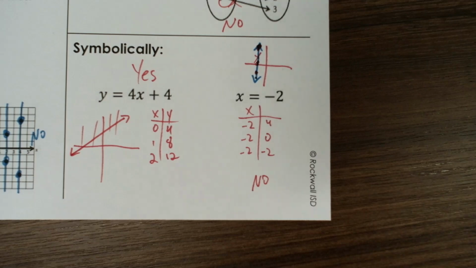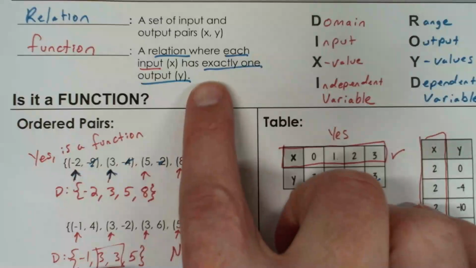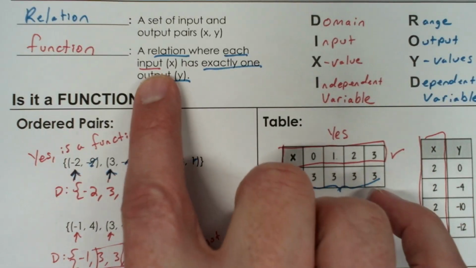So there you go. Those are your notes on determining whether or not something is a function. Remember, for every x, there is exactly one output, or y.